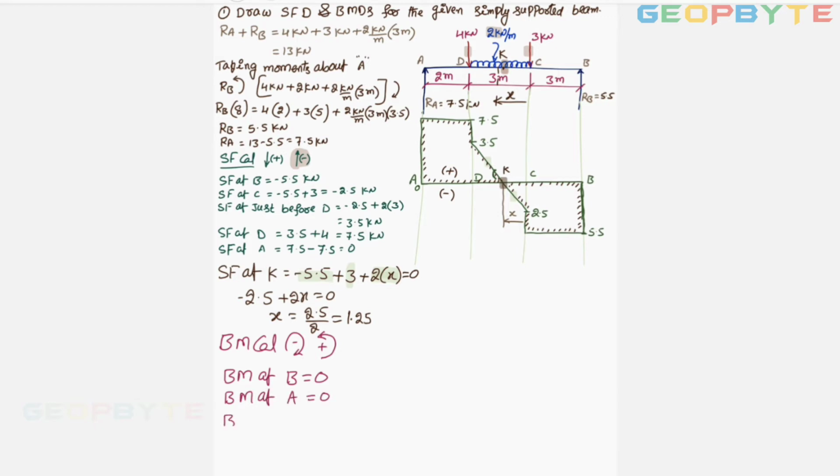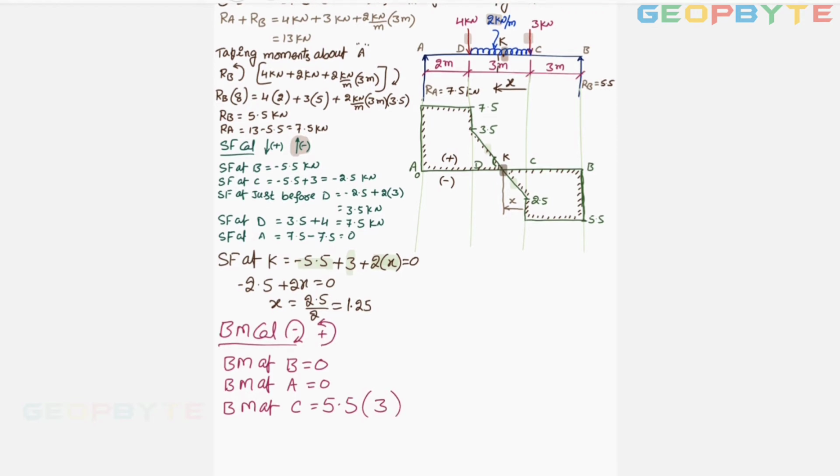Now let us take the BM at C. You just count how many loads or forces are there before point C. Before C, only one reaction is there, and that reaction is developing anti-clockwise moment. Anti-clockwise moments are taken as positive. So 5.5 multiplied by 3, that is the bending moment at C. Simplification can be done later.